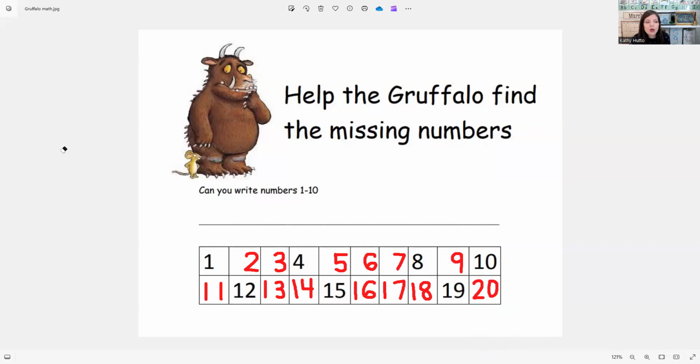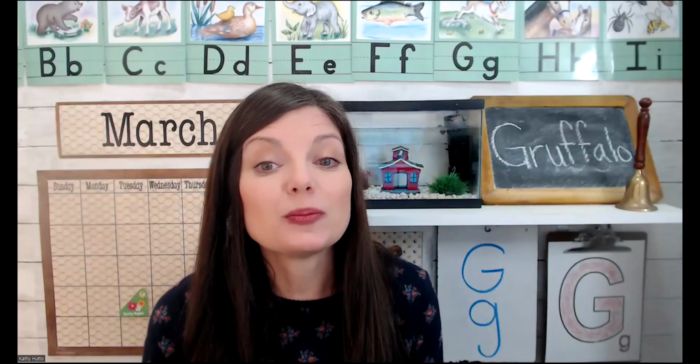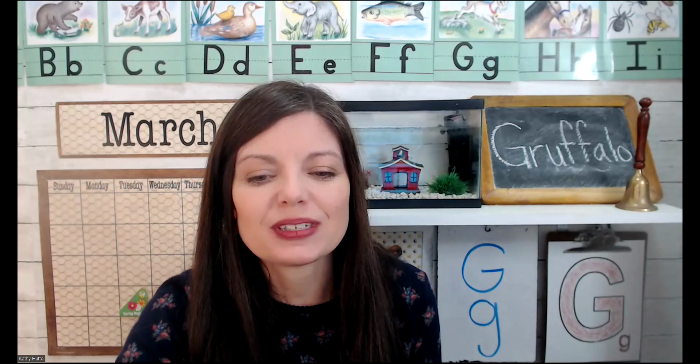For a bonus homework activity, this says, can you write the numbers 1 through 10? So if you want to, for homework, you can write the numbers 1 through 10 here on this line. Okay, well, that was our math time for today. And now it's time for science. We're going to be exploring shadows.